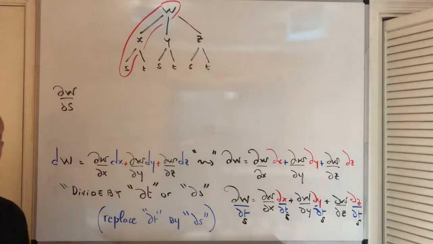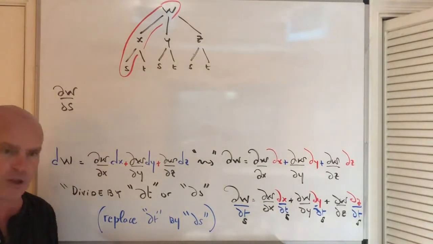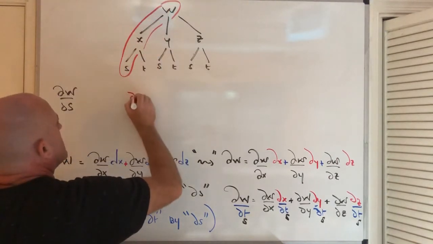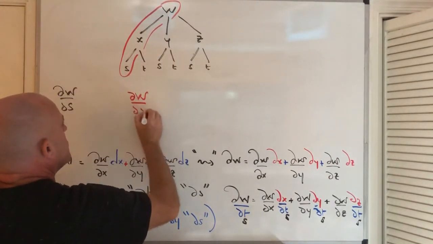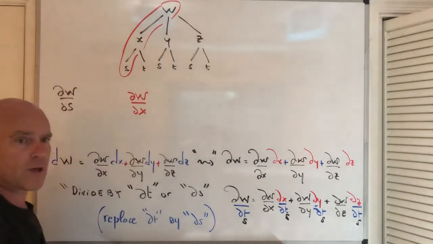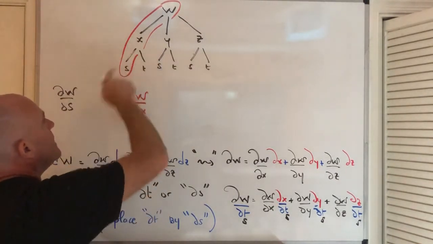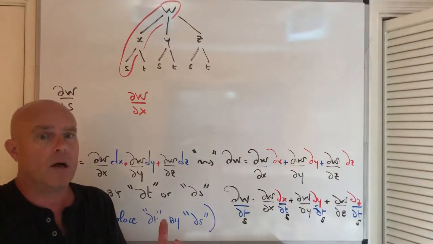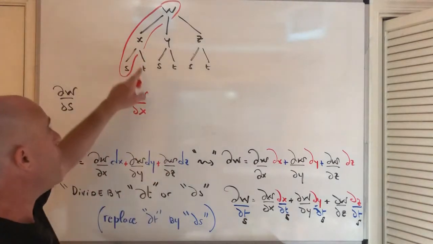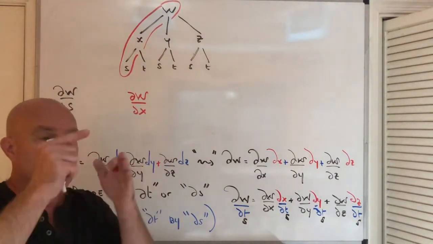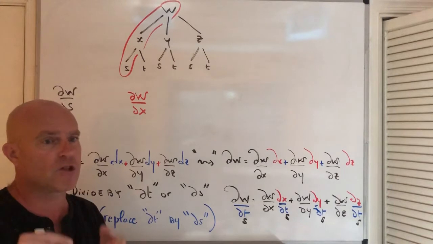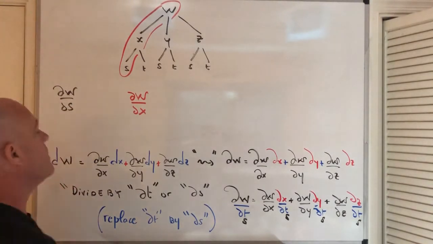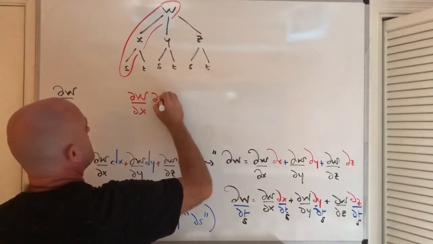How am I going to translate this branch? By saying that this is dw over dx. And you remember we multiply the rate of change: dw over dx multiplied by the rate of change of x with respect to s. But it has to be a partial derivative because x depends also upon another variable. I cannot say straight dx over straight ds, but round dx over round ds. So like this.